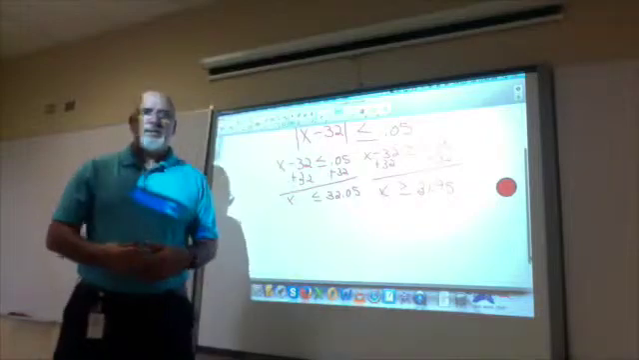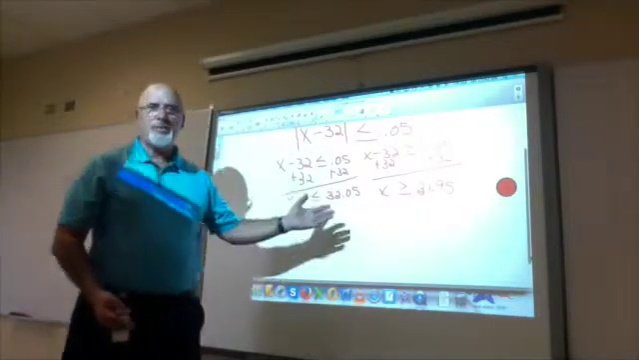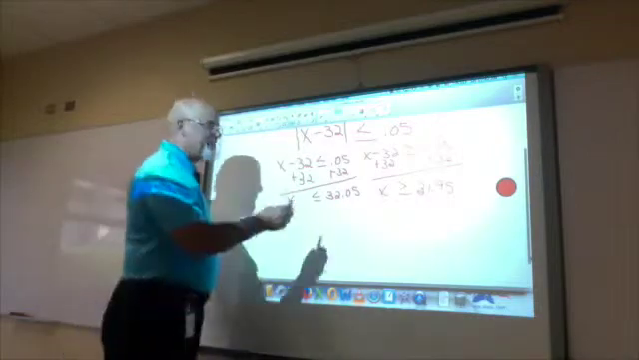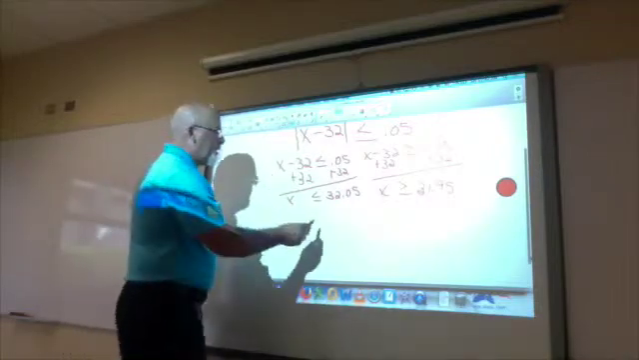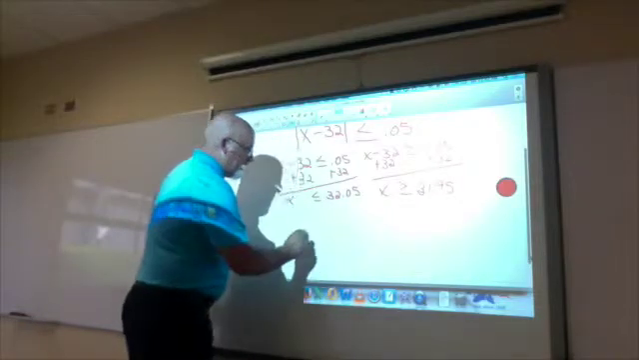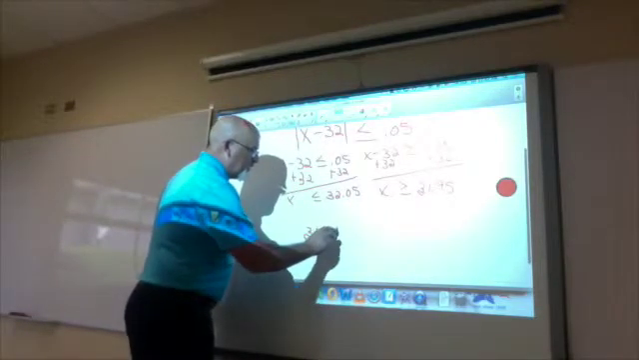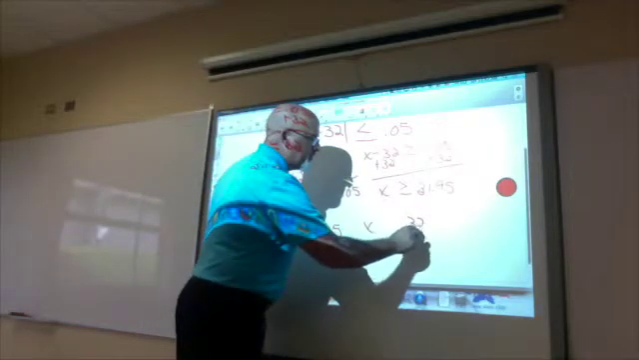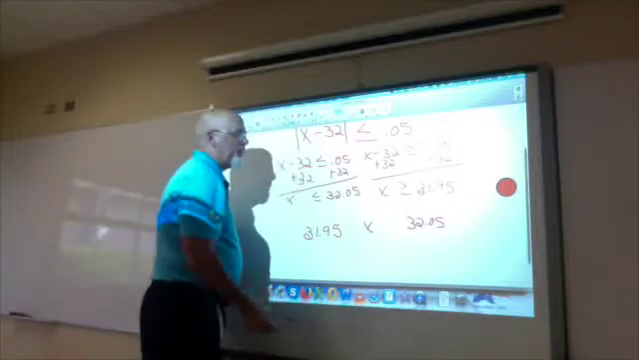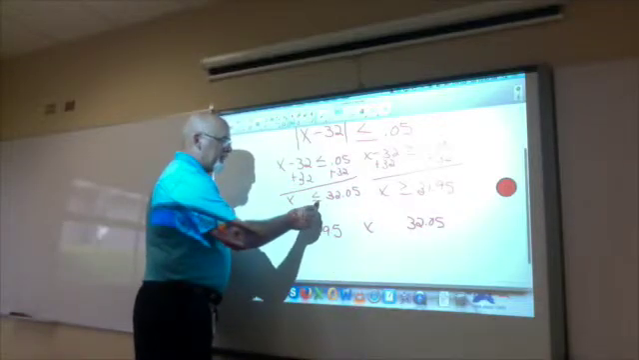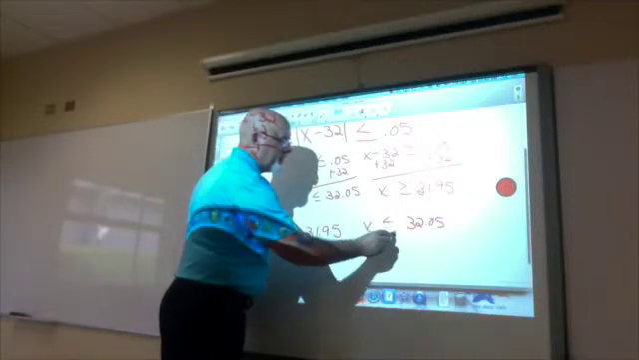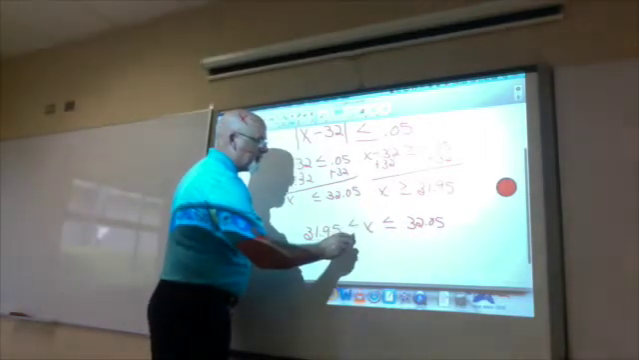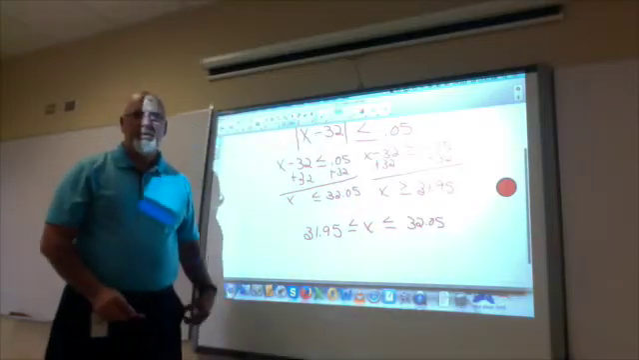And now we're going to write it in the correct notation. If you have this on your answer, you'll be acceptable. But to grow, you need to know how to write things in the better way. We take the 31.95, the smaller number. We put the x in the middle, and the 32.05, which is the bigger number, on the right. It says that x is less than or equal to 32.05, and x is greater than or equal to 31.95. And that's how you write your answer.